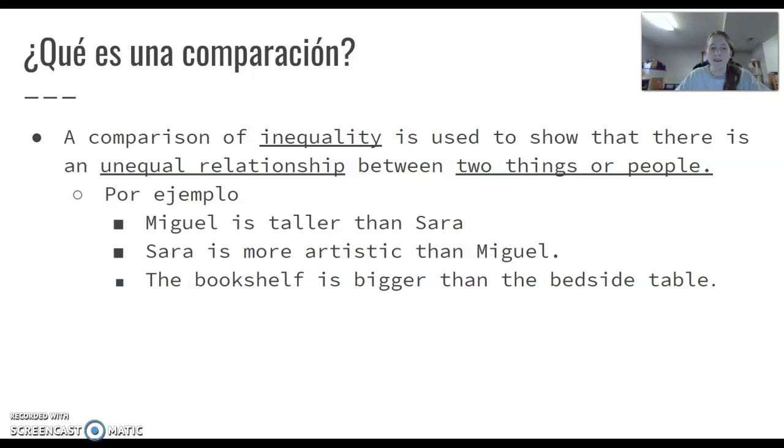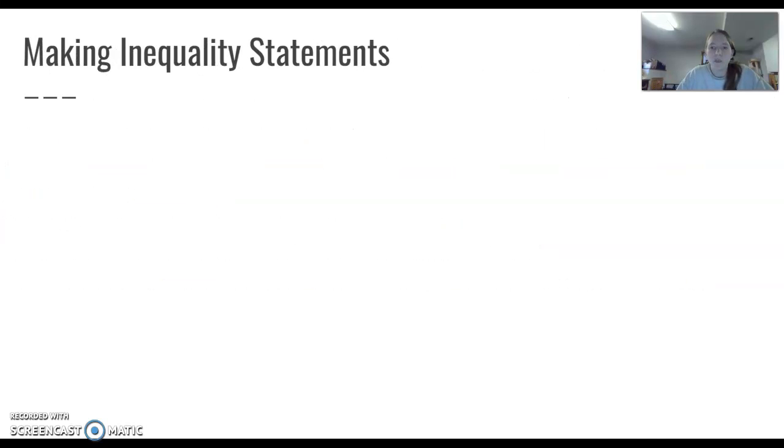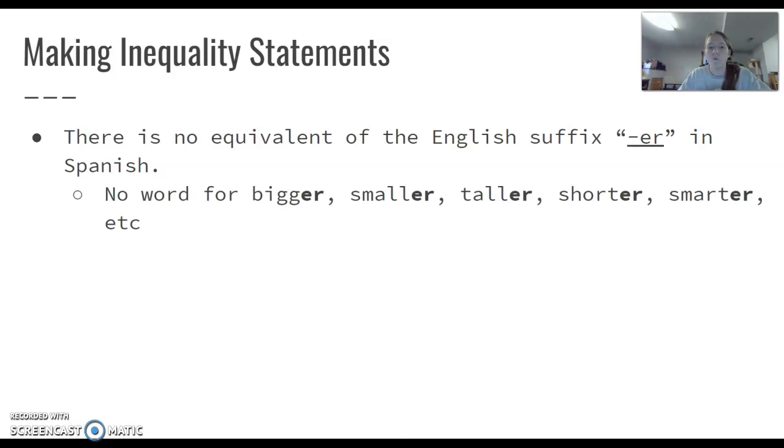Okay, so anytime that you would have an ER at the end of a word, that's going to show a comparison. Younger, taller, bigger, smaller, etc. The way that we do this in Spanish, because in Spanish there's no equivalent to the ER ending that we have in English, like bigger, smaller, those words don't exist. So what we have to do is convey that same idea, and we'll use like a three-word combination.